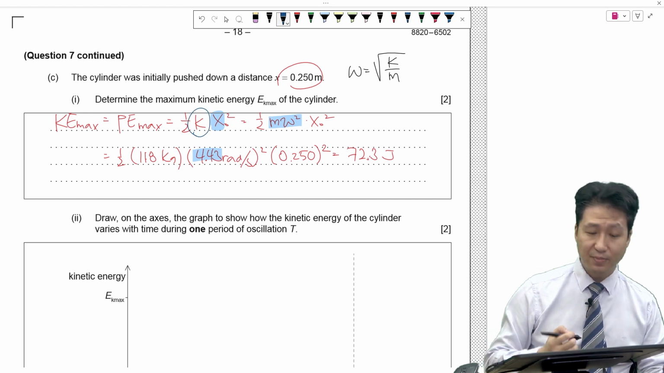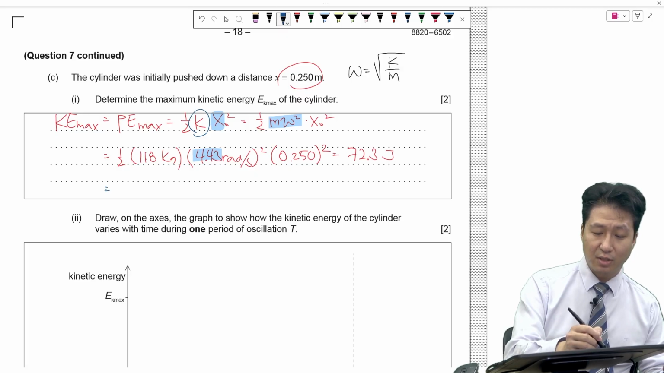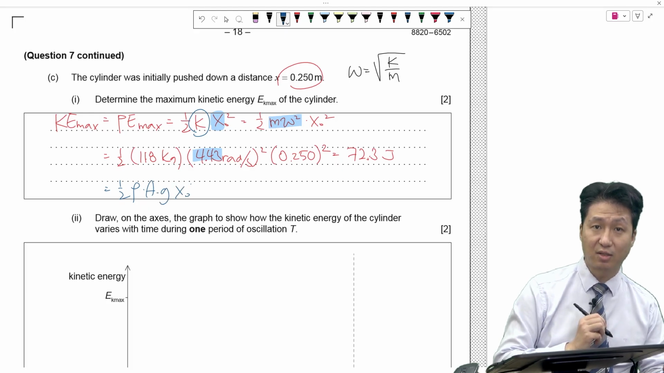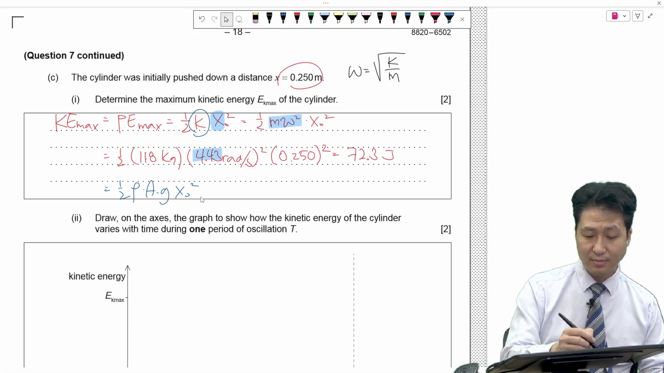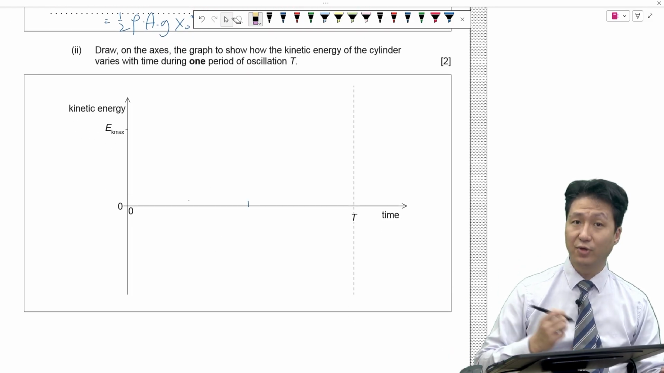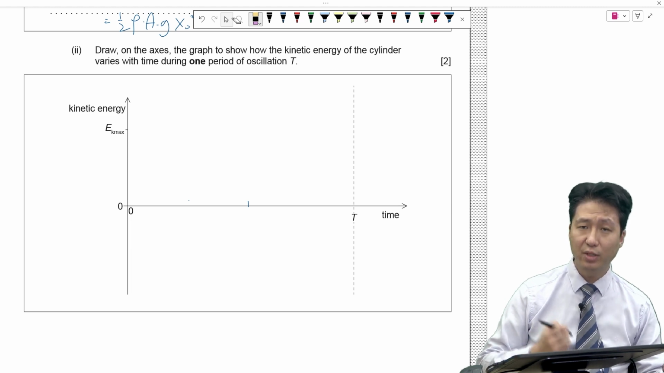Another way to solve this problem, if you decide you want to use k and substitute, it would be 1/2 the density times the cross-sectional area times gravitational acceleration times the amplitude squared. You will still get the same value though. Part 2 for this question says, draw on the axis the graph to show how kinetic energy of the cylinder varies with time during one period of oscillation.